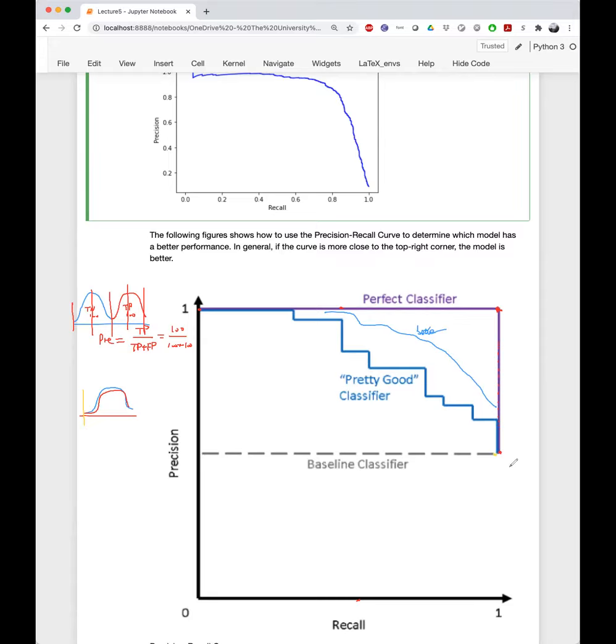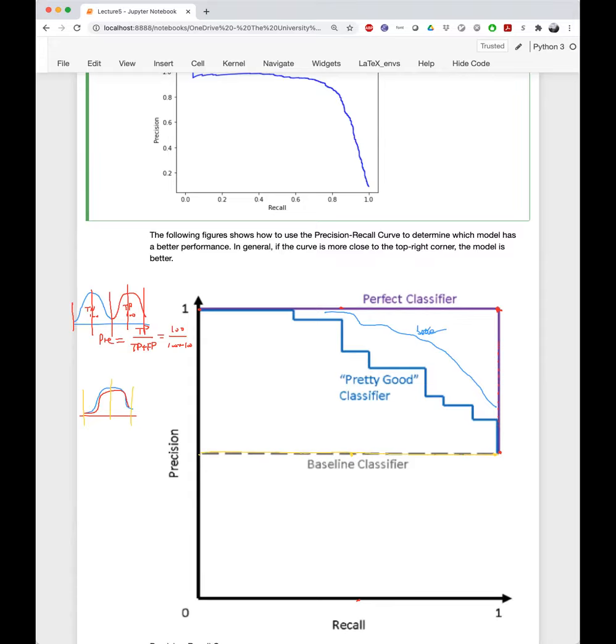That's this point here. And then let's say we move to the middle. In this case, the recall is 0.5 because we only captured half of the positive cases. And the precision is also 0.5, because true positive is 50 cases, and false positive, under the blue curve, is also 50 cases. So it's 50 over 100, that's 0.5. So we move along this horizontal line, y equals 0.5. That's the baseline classifier.